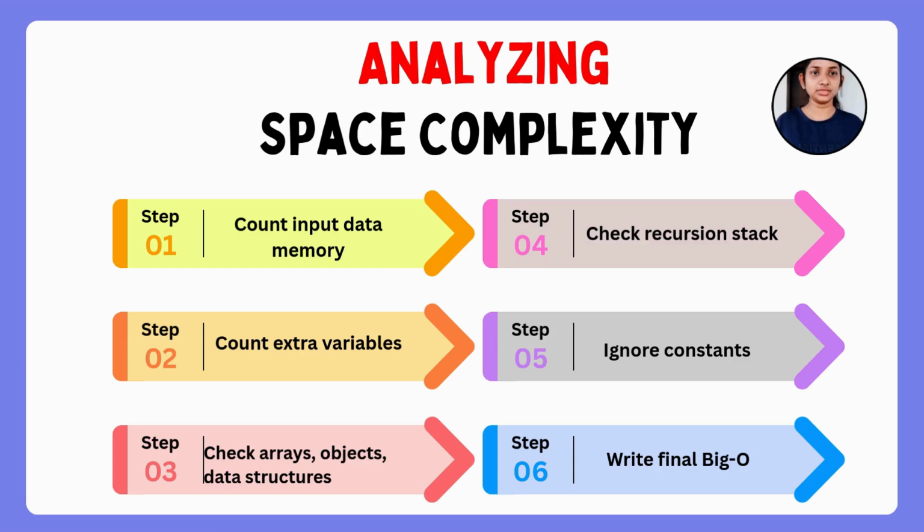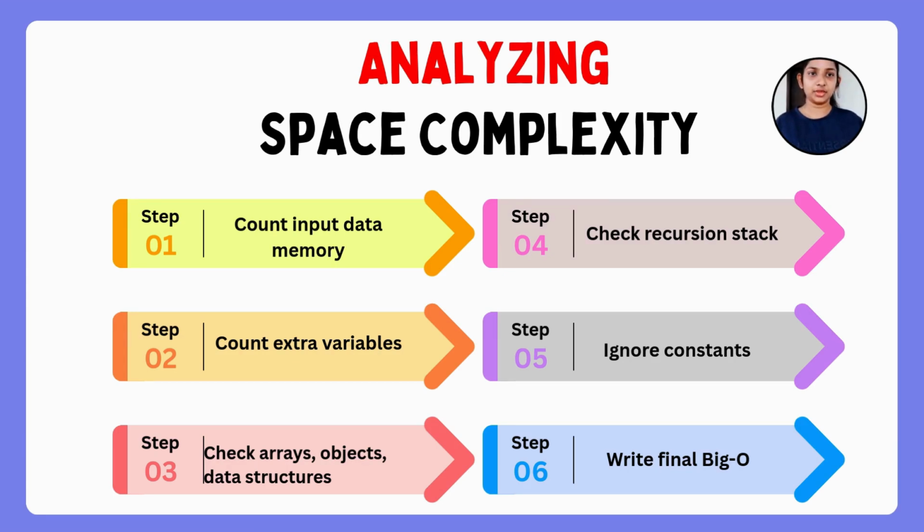Fourth step is recursion depth. If the function is recursive, each call uses stack memory. Count how many recursive calls happen. Depth n, O(n), depth or log n. Fifth step, ignore constants. Do not worry about plus 5, 2n, n plus 10. We always ignore constants in big O.